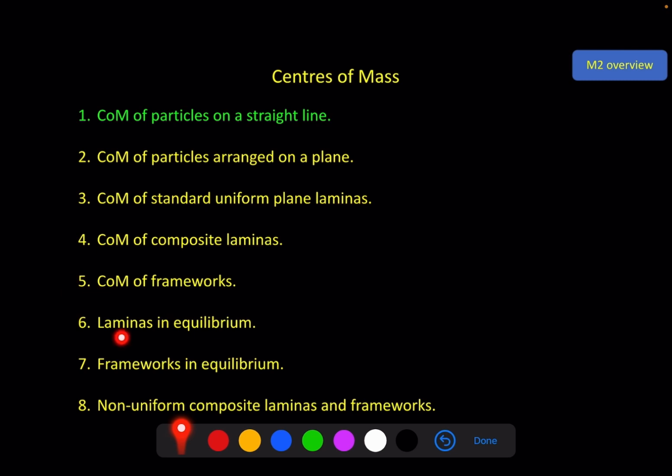Then we'll look at laminars in equilibrium. Having found the center of mass, we'll do something with it. Same with frameworks in equilibrium, which is very, very similar between these two. And finally, non-uniform composite laminars and frameworks. So to start us off, just looking at particles on a straight line.